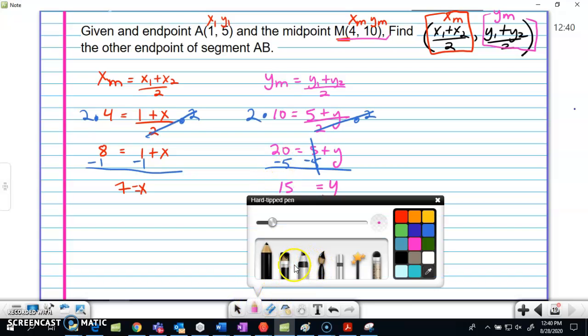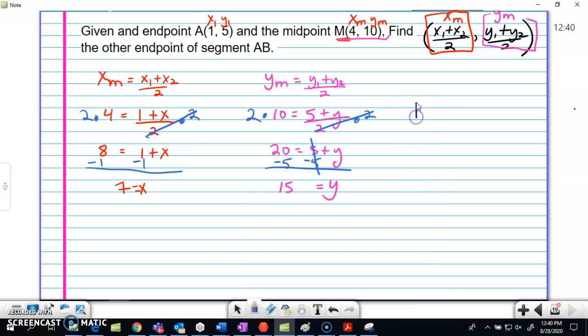So my final answer, I should write that as an ordered pair. It is segment AB, and we didn't know B. So the x coordinate of B was 7, and the y coordinate of B is 15.